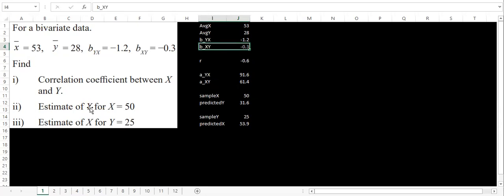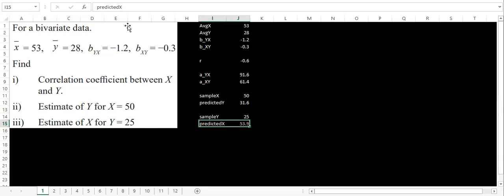So yes, if we are given x equals 50, you can see that using the regression coefficient of y on x and this constant, for a sample x of 50, the value of y comes out to be 31.6. And for the other one, if you are given a sample value of y of 25, you can check that using the other regression equation, that's basically 61.4 minus 0.3y, if you put 25 as the y value in that, you'll get the predicted x value as 53.9. That's the answer for the third question.